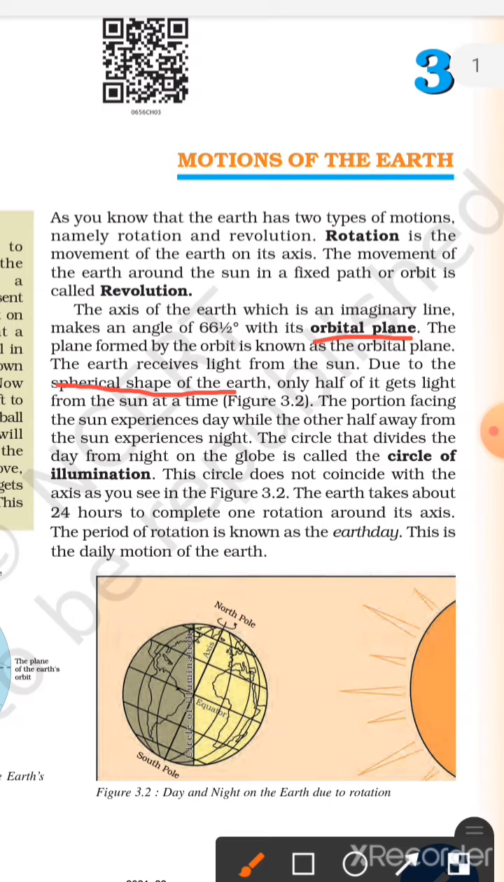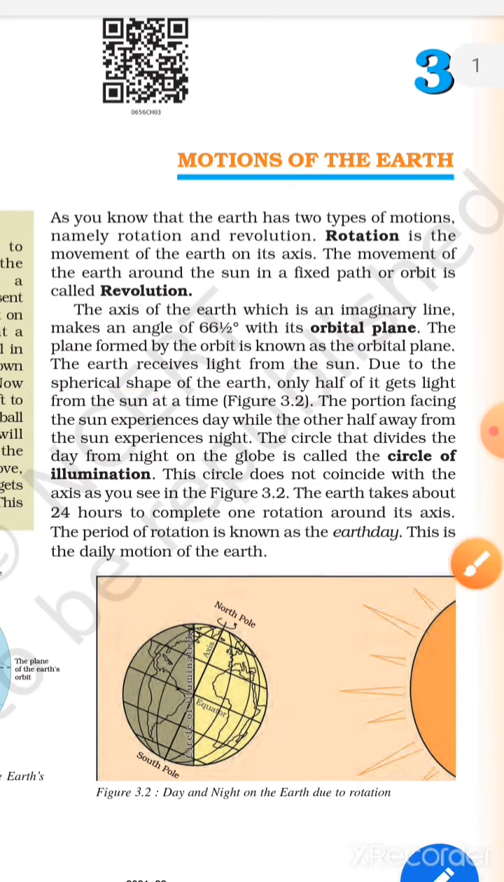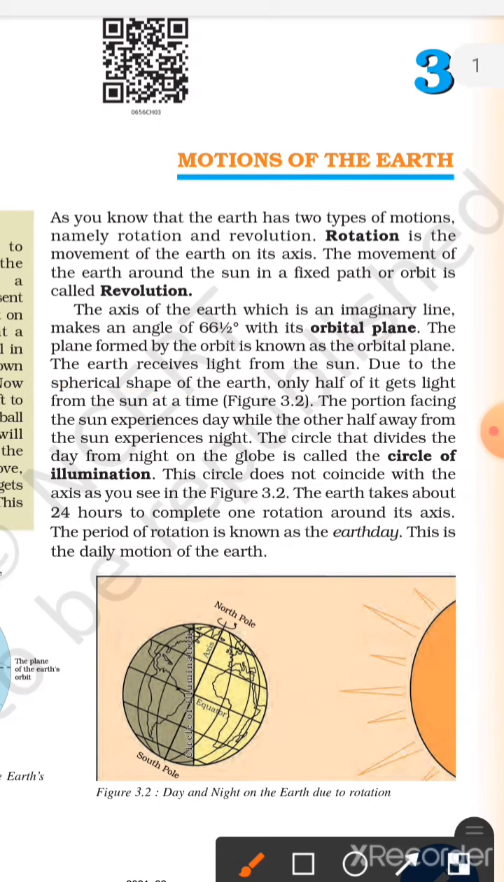Okay, so the portion which is facing the sun experiences the daytime. The half of the portion that is facing the sun always experiences day, while the other half away from the sun experiences the night. जो आधा पार्ट सन की तरफ है वहाँ पे डे होता है, और जो आधा पार्ट सन के अपोजिट साइड में है, ओके, दूसरी बाजू में है, वहाँ पे नाइट होता है. अवे फ्रॉम द सन होता है, वहाँ पे नाइट होती है.